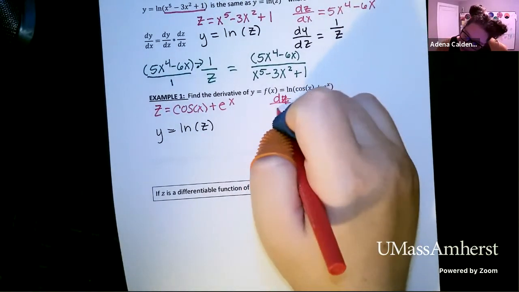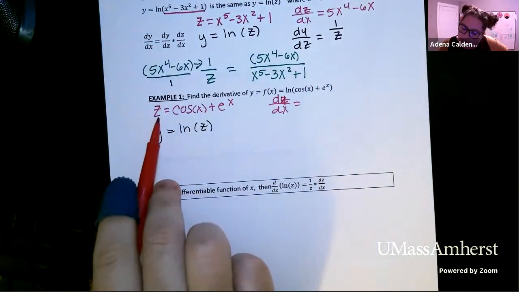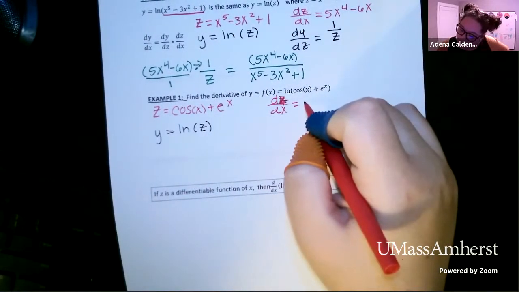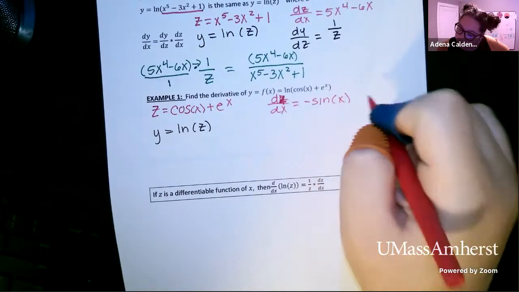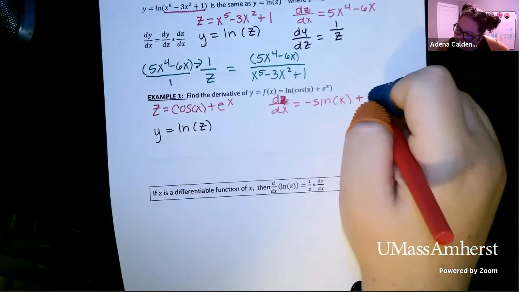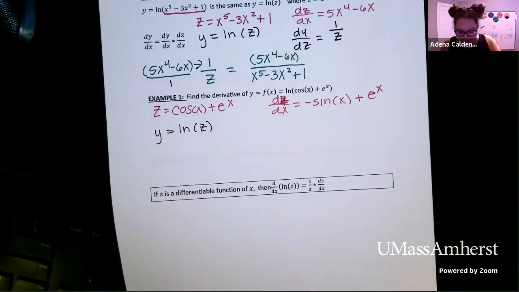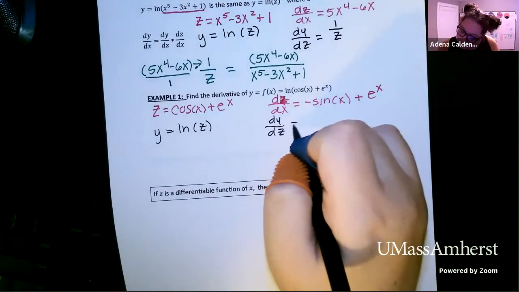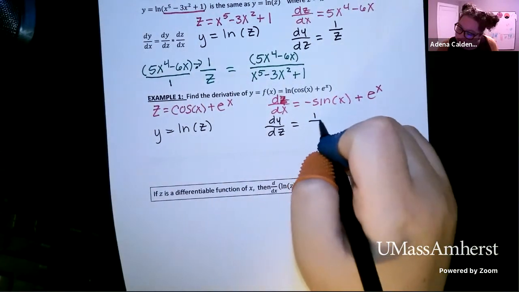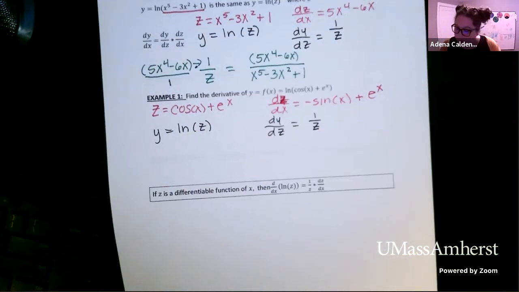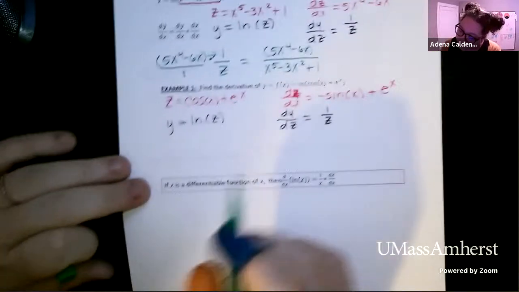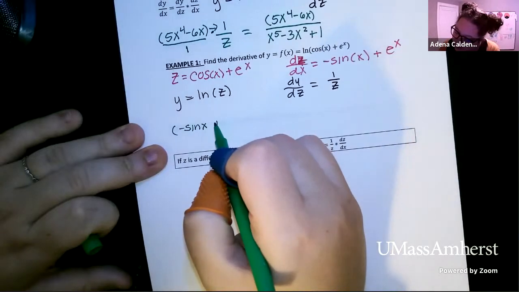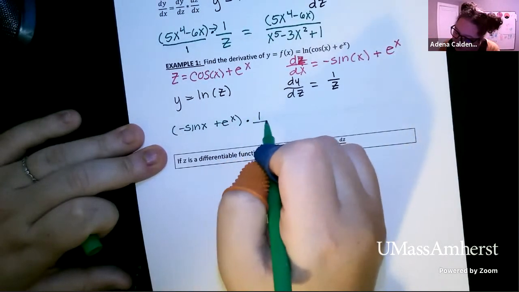So dz/dx. Again, the dependent variable is z, the independent variable is x, so this is dz/dx. The derivative of cosine is negative sine, plus the derivative of e to the x is e to the x. And then for our second derivative, we have dy/dz. The derivative of the natural log of z is 1 over z. So now we're going to multiply these two things together. And again, parentheses, because there's more than one term. Negative sine x plus e to the x times 1 over z.